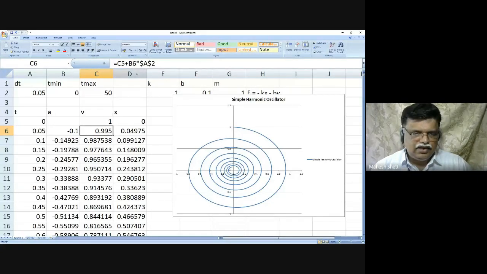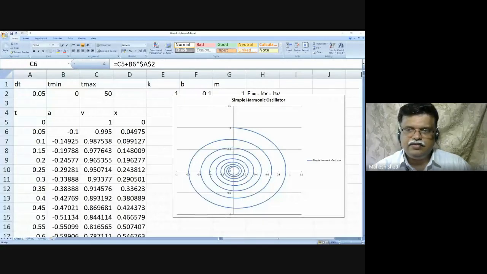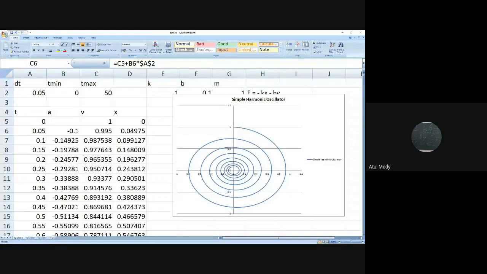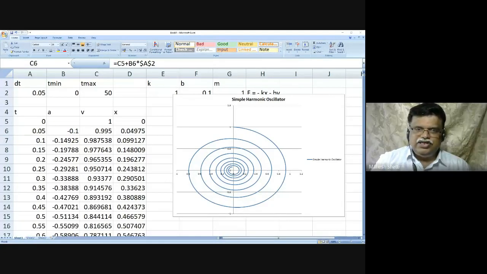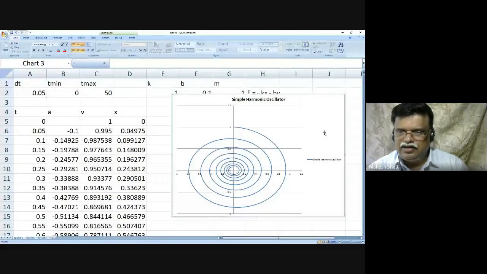Shall we proceed to the next part? Or are there any difficulties in this? One small comment, Mahesh. Yes, please. The area of the ellipse in phase space is related to the energy of the oscillator. Yeah, thank you. So the spiraling inward actually means that the area is decreasing, so energy is being lost. Just a small comment. And yeah, thank you.